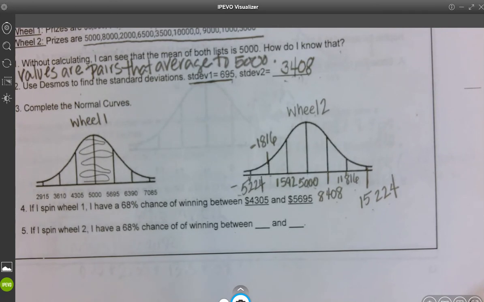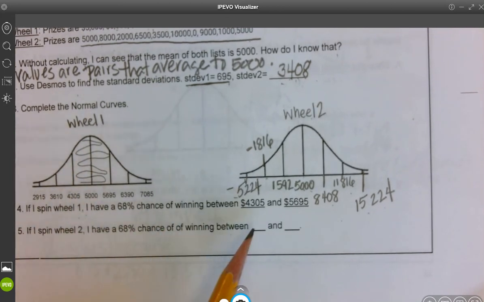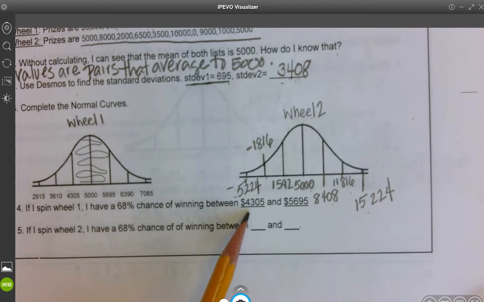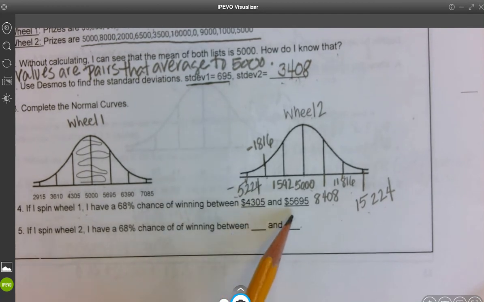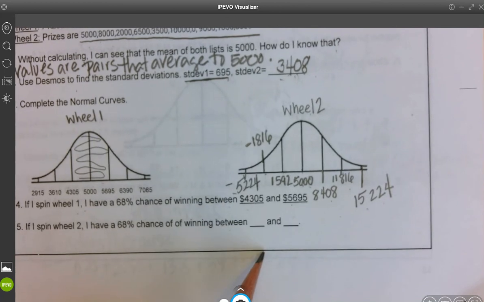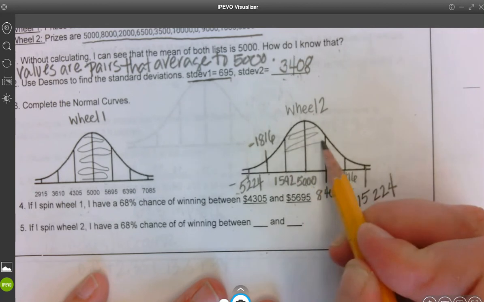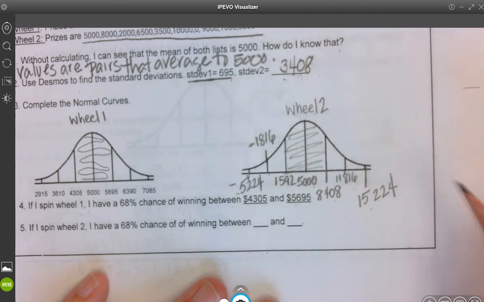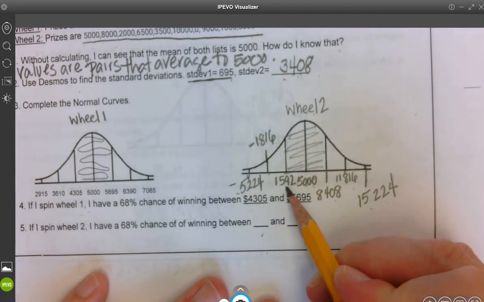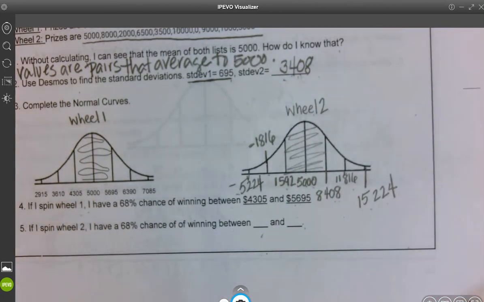Okay. So in wheel 1, I had a 68% chance of winning, so I was probably going to win between 4,305 and 5,695. But for this one, I've got different numbers. Remember, your middle 68% is right here. So you're going to fill in the numbers from the start and the finish. And when you're done with that, you'll be done with your new work for today, and you can work on some of your makeup work.